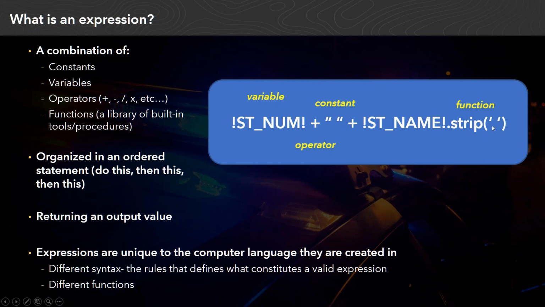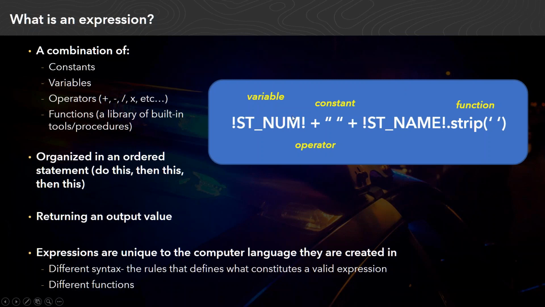And then we also have a function here at the end. This function references a variable called street name, and it applies a function called strip. The strip function in Python removes trailing or leading spaces from any variable. So taken all together, this expression in Python is a commonly utilized expression for crime analysts for concatenation.